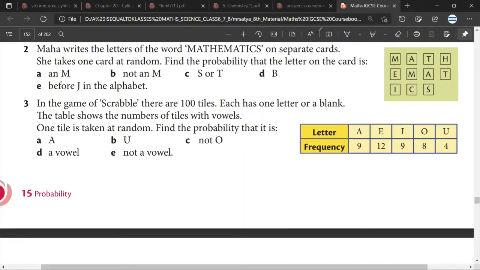So in the game of Scrabble, there are 100 tiles. Each has one letter or a blank. The table shows the number of tiles with vowels. One tile is taken at random.